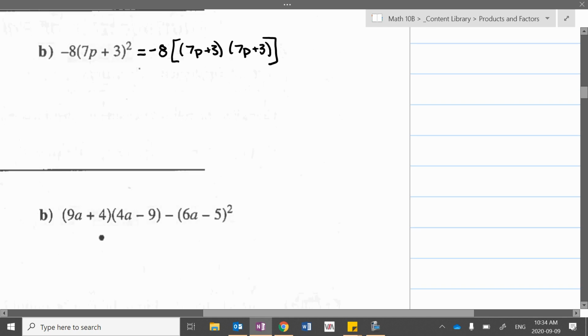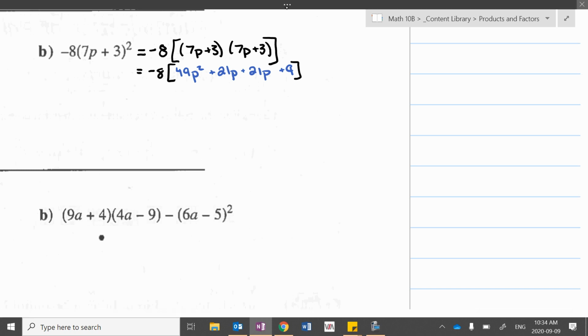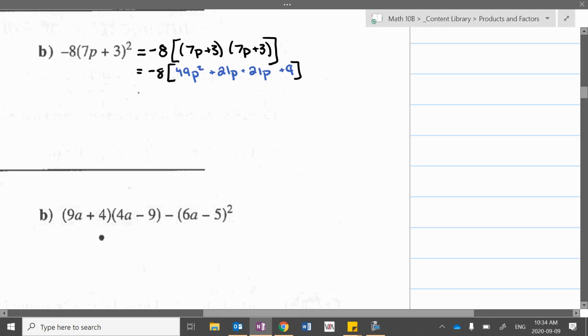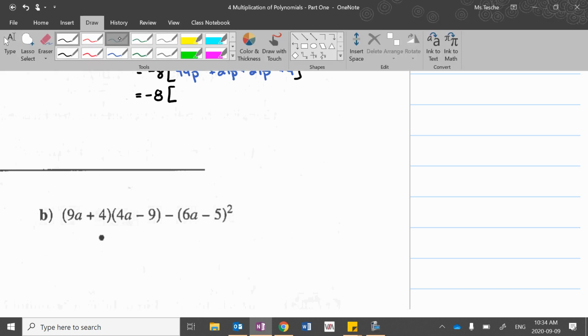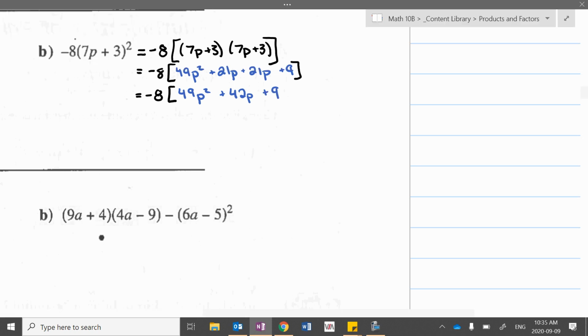Okay, so on this one, again, I'm going to rewrite that minus 8 out front. When we do the inside of our brackets, we have 49p squared plus 21p plus 21p plus 9. If you're getting to the point where you could skip that step and just combine your like terms right away, that's fine. I just would be really careful not to make a little mistake. 49p squared plus 42p plus 9 is our trinomial that we get.